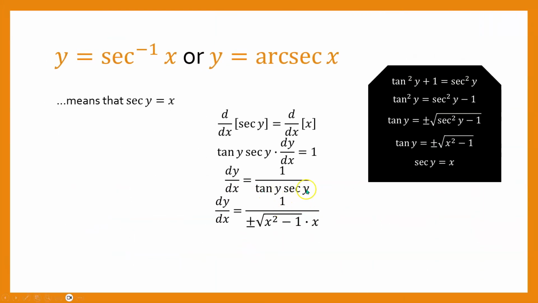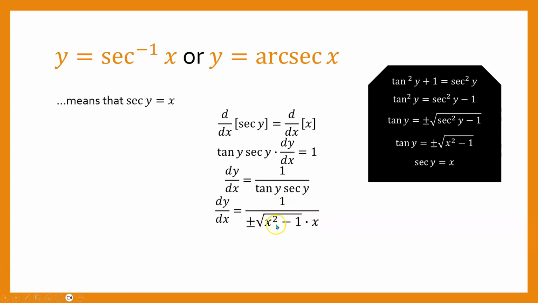Now let's go back to what we got for the derivative. 1 over the tangent of y times the secant of y. We've just shown that that must always come out to be positive. So how do we ensure that this derivative is always positive? Well, the 1's always positive.